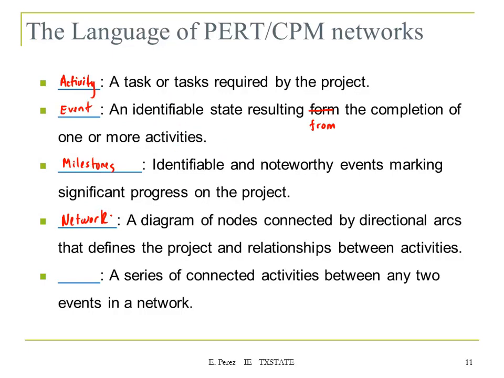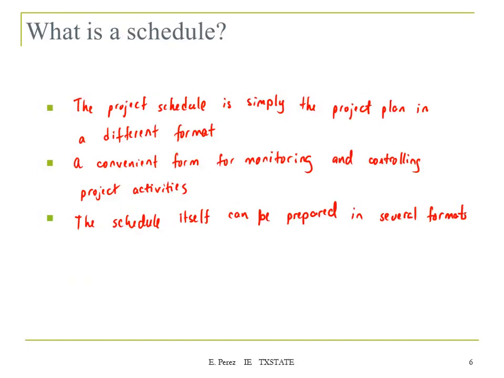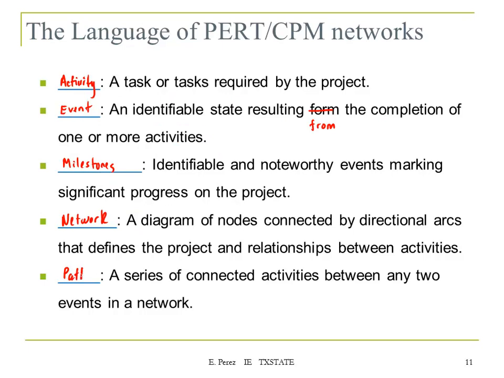A network is a diagram of nodes connected by directional arcs that define the project and the relationships between activities. So again, you're going to have nodes and arcs. Those are going to be connected, and that's going to provide you with some tracks that you're going to use to find your critical path. And a path is a series of connected activities between any two events in the network.